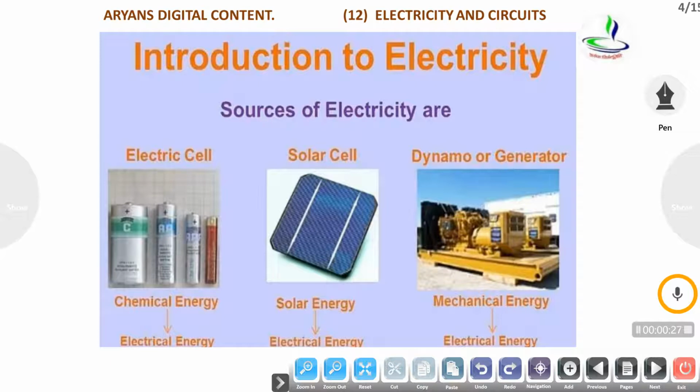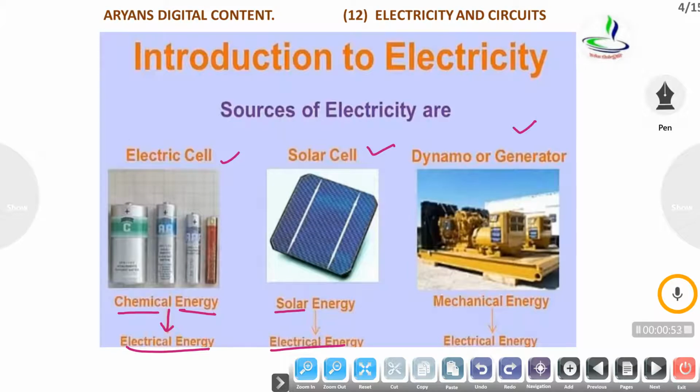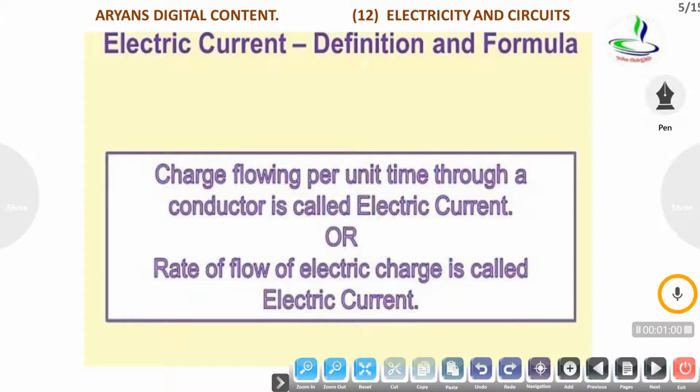What are the sources of electricity? The sources of electricity are electric cell, solar cell, dynamo or generator. What happens in an electric cell? In an electric cell, chemical energy is converted into electrical energy. In solar cells, solar energy is converted into electrical energy. And what in dynamo or generator? In it, mechanical energy is converted into electrical energy.